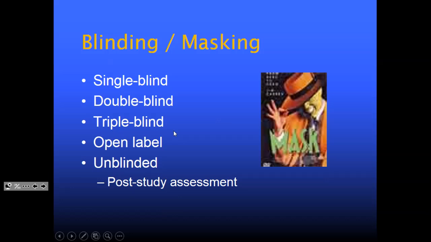Single blind studies, who is blinded in single blind studies? The patients. Who is blinded with double blind studies? The patients and the investigators, the researchers. Triple blind refers to essentially where everybody else is blinded. So people who are just reviewing the data.